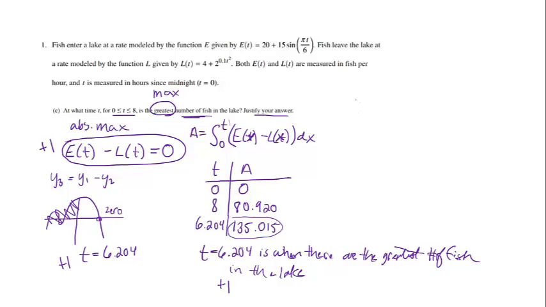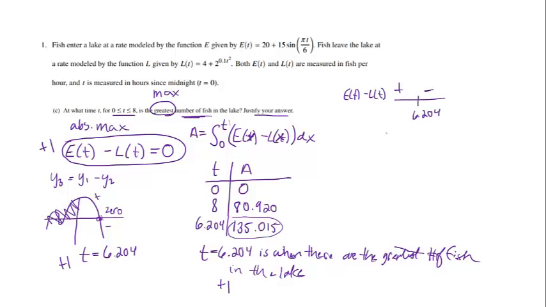Just a note on this one: if you happened to do relative maximum instead of absolute maximum, they actually are going to give you the points for that as well. You'd still get the critical number of t equals 6.2024. But if you would have done E of t minus L of t and plugged in anything before 6.204, you'll notice that value is positive, and anything after that, that y value is negative.